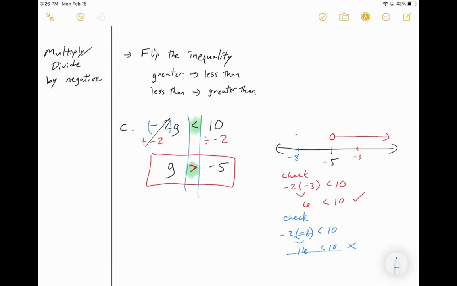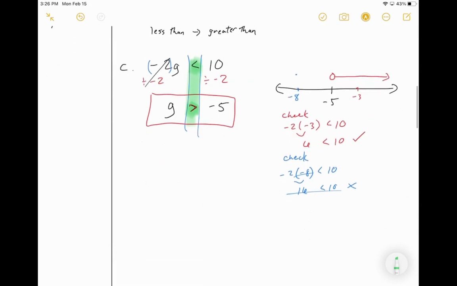So again, the most important thing is that you flip the inequality. This part that's highlighted in green: less than became greater than when you divide by a negative, not when you add or subtract. It had nothing to do with addition and subtraction, only when you divide or multiply by a negative. Okay, let's try another one here.